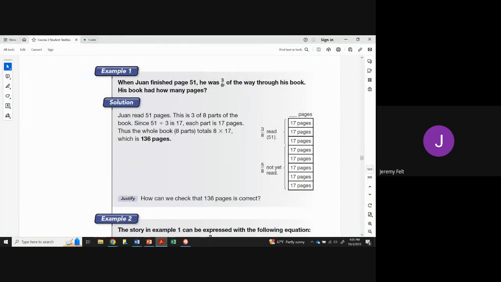So again, this denominator tells us how many groups we have, and then we figure out how many are in each group. Well, in this case, it was 3 of the 8 added up to 51. So we did 51 divided by 3, which told us there's 17 in each group.